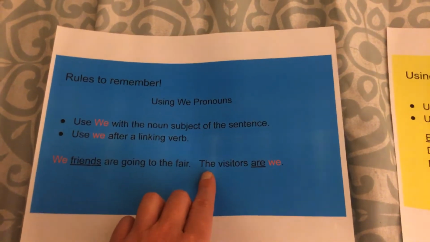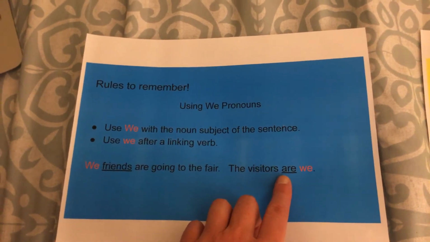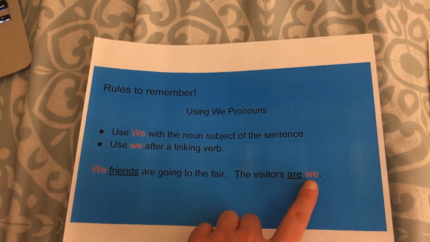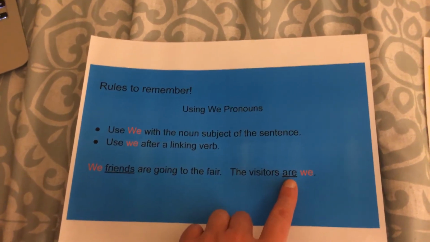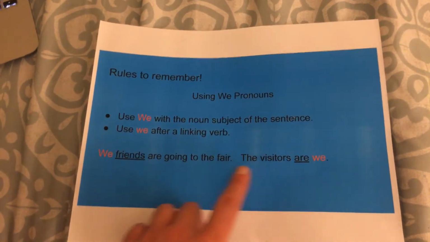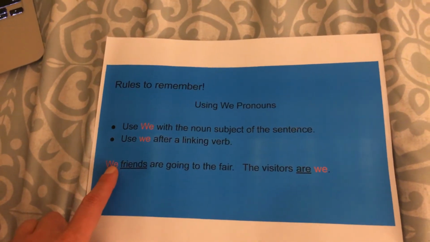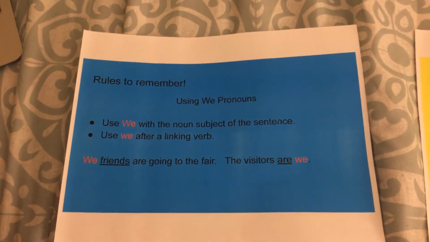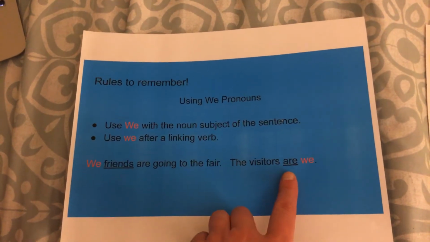Now, the second sentence says the visitors are we. Are is a linking verb. So we use we after a linking verb. You can read this one backwards by saying we are the visitors. Over here we have an action verb, are going, and we comes before that. So all you have to remember is that we usually comes at the beginning of the sentence so that it's the subject, except for when there's a linking verb, it comes after.